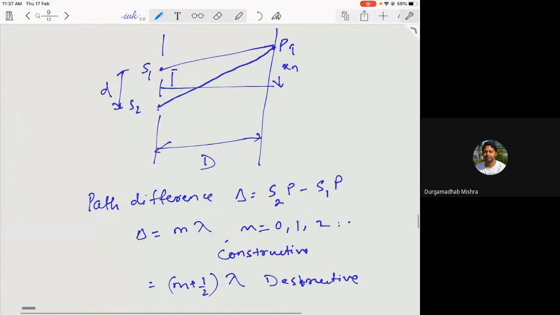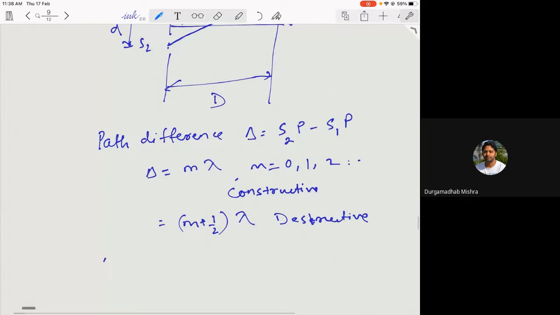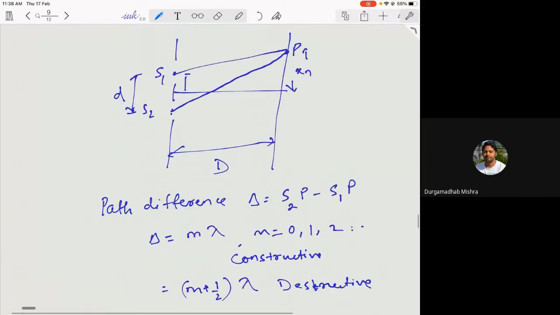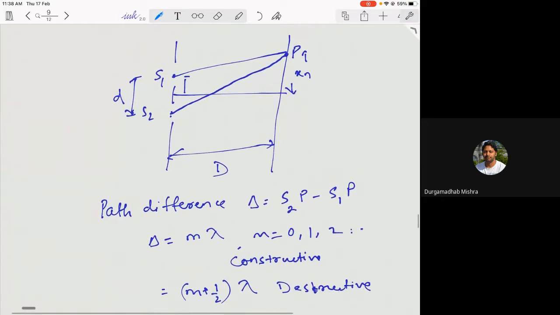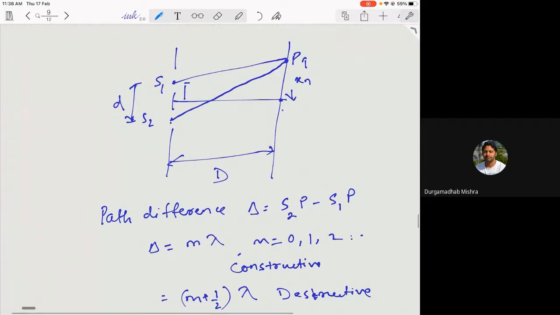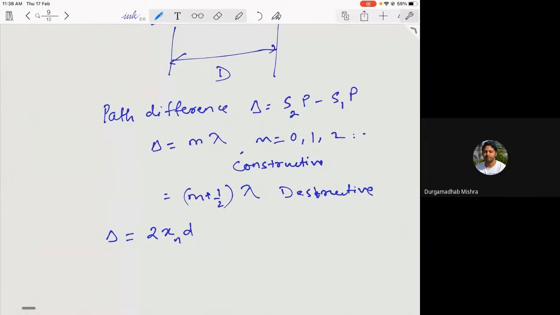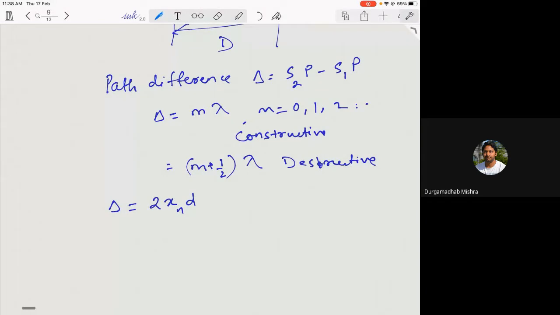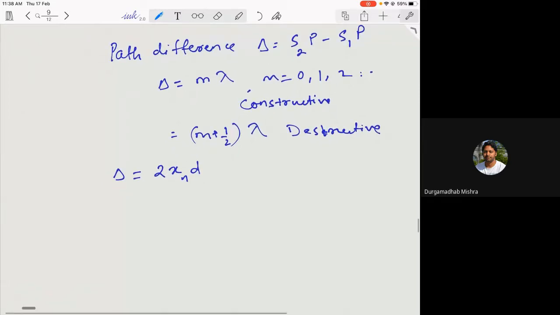You can calculate from this geometry, with certain approximations, what delta is, which comes out to be 2 xn d over D. Here xn is the distance of the point P from this point O. So do a little bit of mathematics, which is already given in the book and you already know, so I'll skip that part.